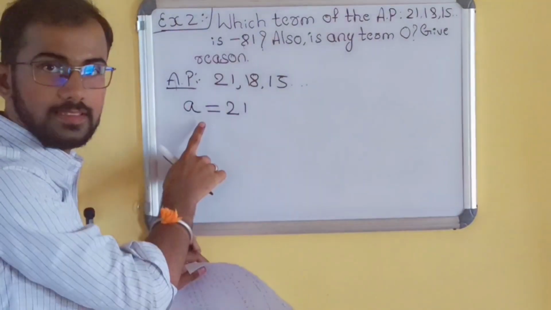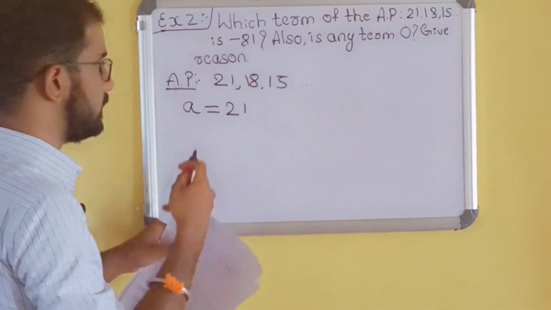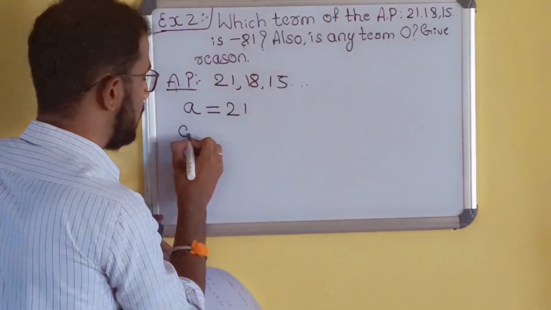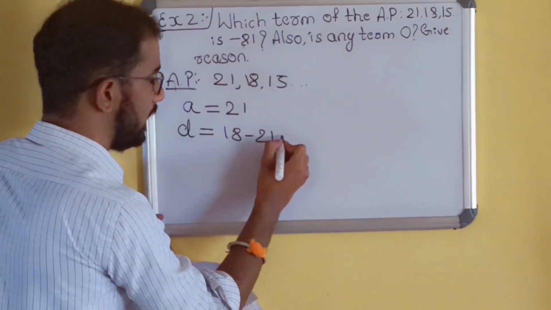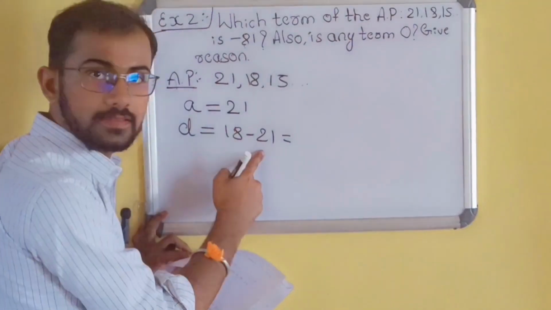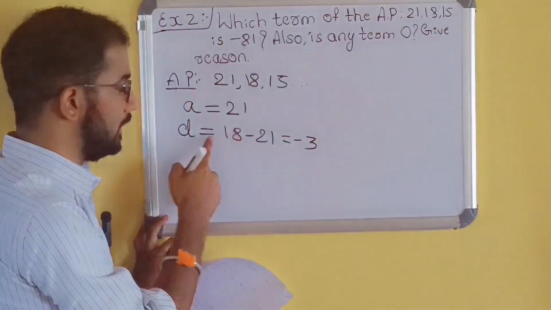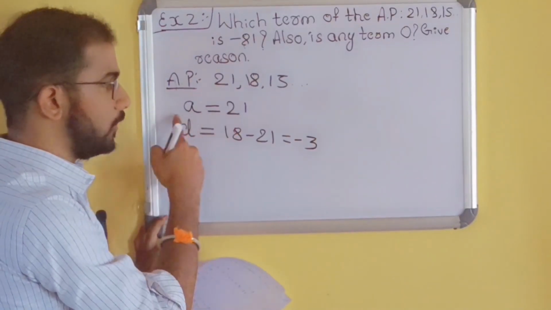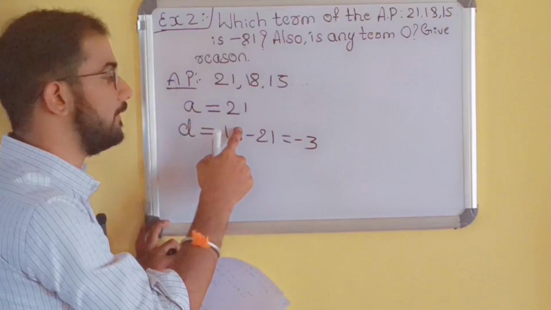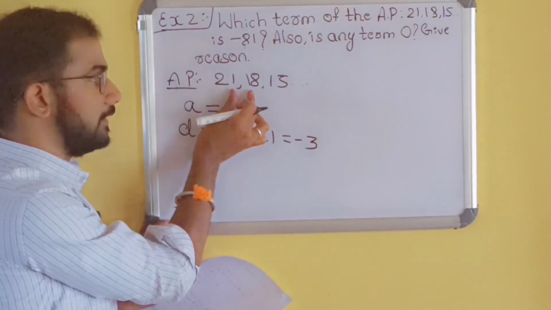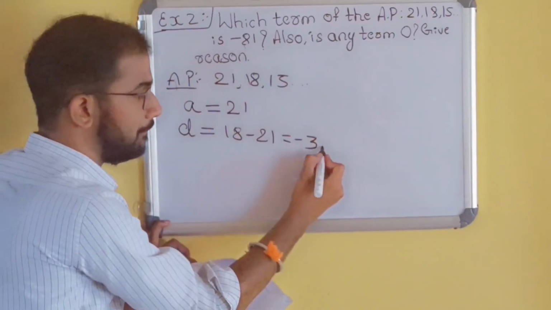So this is the first term. And the common difference, what is the common difference? Common difference is d, 18 minus 21. So how to calculate 18 minus 21? Minus 3 is the answer. So now we have the value of the first term, that is 21, and the common difference, the difference between two consecutive terms, as minus 3.